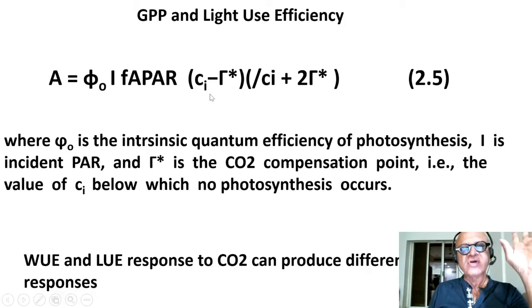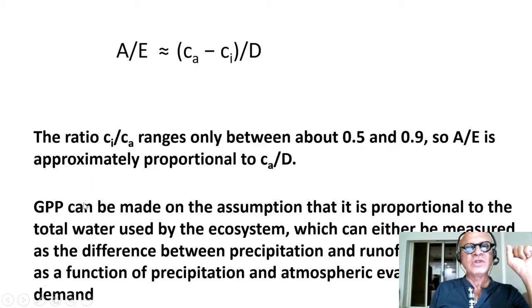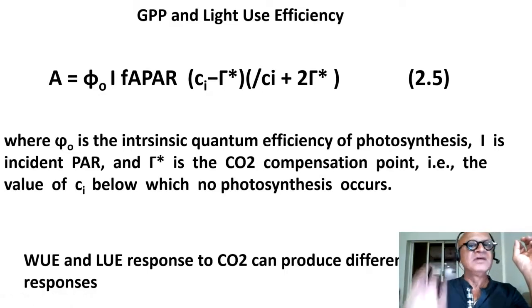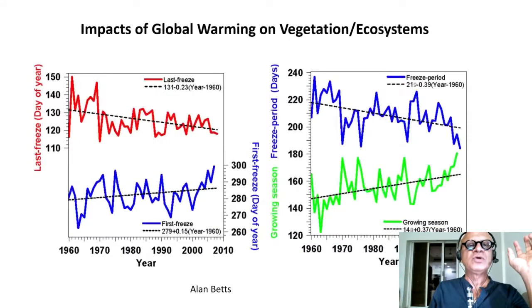Sorry, I said it wrong. Ci is the CO2 in the leaf, and gamma star is the CO2 compensation point, which is the minimum CO2 required to drive photosynthesis. Okay, so that's divided by Ci plus 2 gamma star. Okay, so water use efficiency, which is what we looked at here, and light use efficiency respond to CO2 and can produce actually different GPP, or gross primary productivity, responses. Okay, so we have to be careful of how you use them.